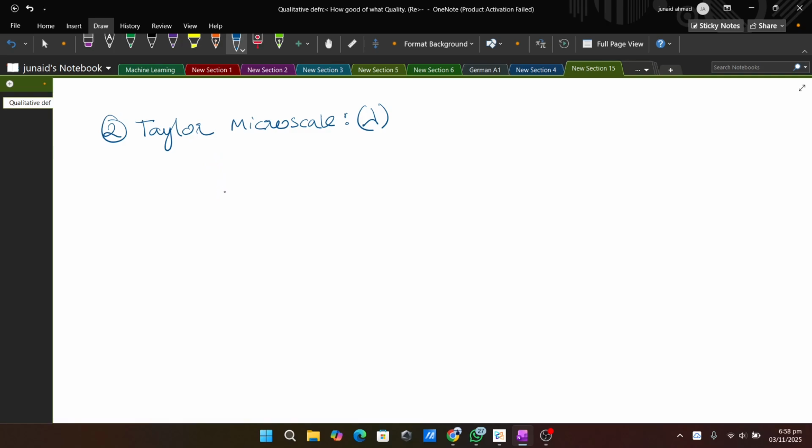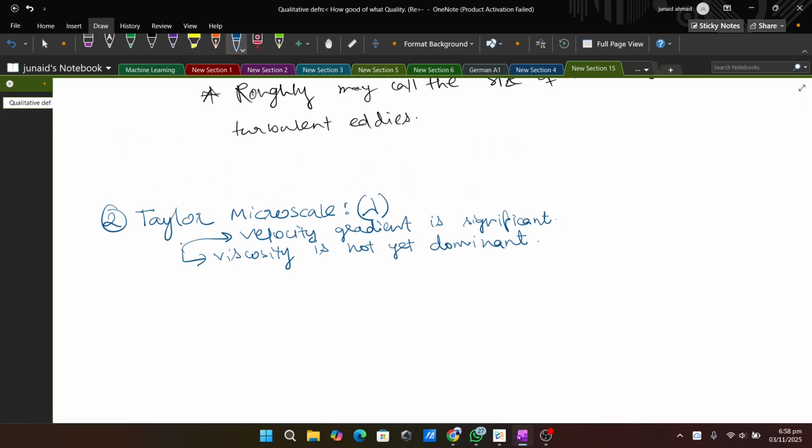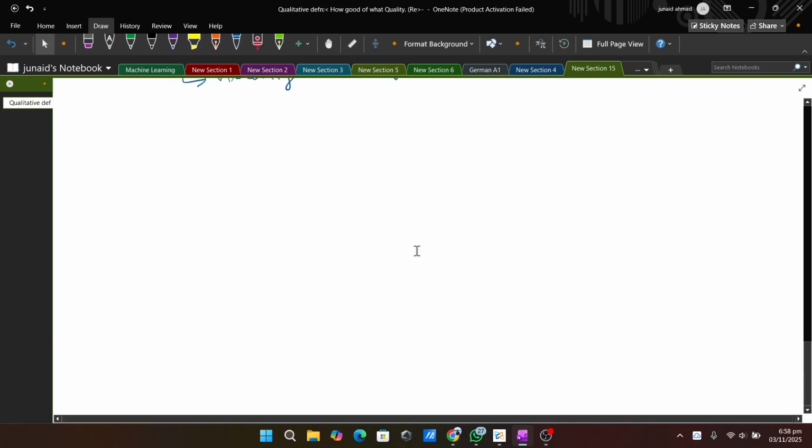Here the velocity gradients are significant but the viscosity is not yet dominant. Velocity gradient is significant. Okay, and it is basically measuring the intermediate eddies.